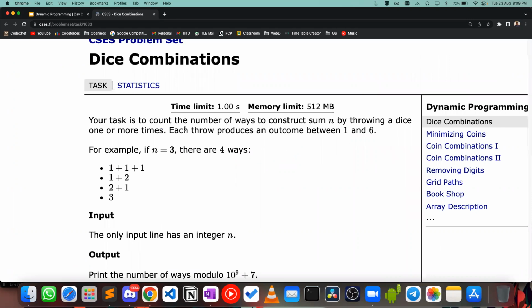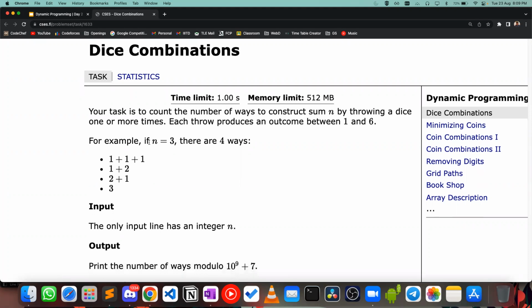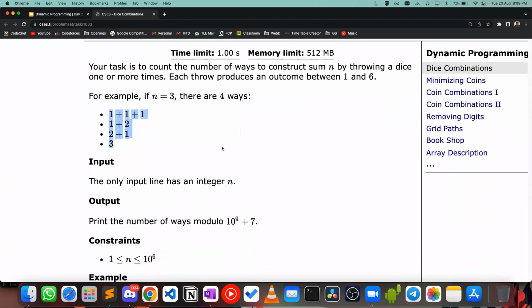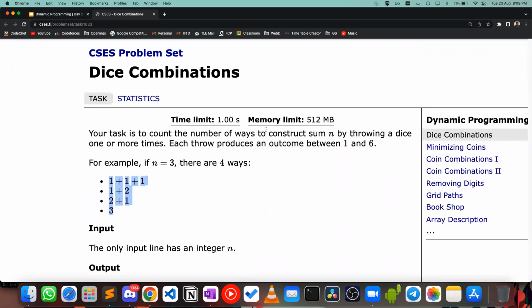Your task is to count the number of ways to construct some n by throwing a dice 1 or more times. A dice has 6 faces, going from 1 all the way up till 6. I mean, the values are going from 1 to 6. And they've given you an example here. If n is equal to 3, that means you want to construct a sum of 3. These are the possible 4 ways of doing this, right? So you're given an n, and you need to find out the number of ways to make n by throwing a dice. So I hope the problem statement is clear.